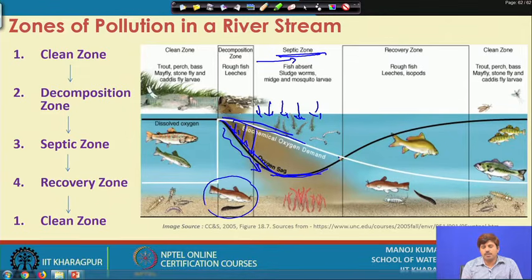Let us say it has come down, most of the oxygen has been depleted in consumption of the organic matter, and since the oxygen supply has fallen rapidly, there will not be any fishes in here. There will be only some sludge worms and mosquito larvae present in the water. Some midges and these kinds of things could also be there. While in this zone, your BOD or whatsoever organic matter is present keeps on decreasing.